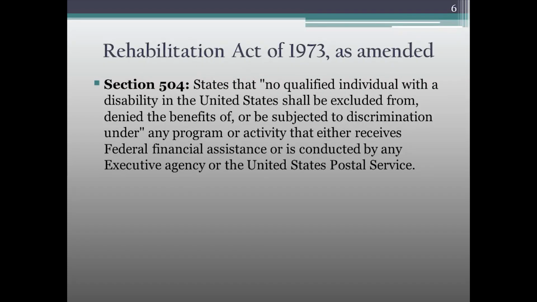Section 504 states that no qualified individual with a disability in the United States shall be excluded from, denied the benefits of, or be subjected to discrimination under any program or activity that either receives federal financial assistance or is conducted by any executive agency or the United States Postal Service.